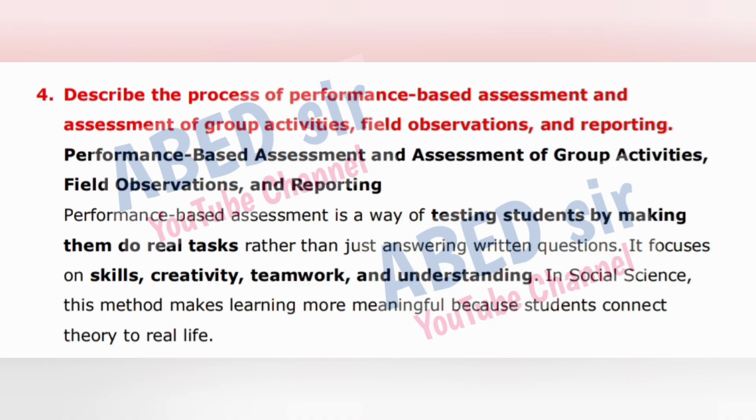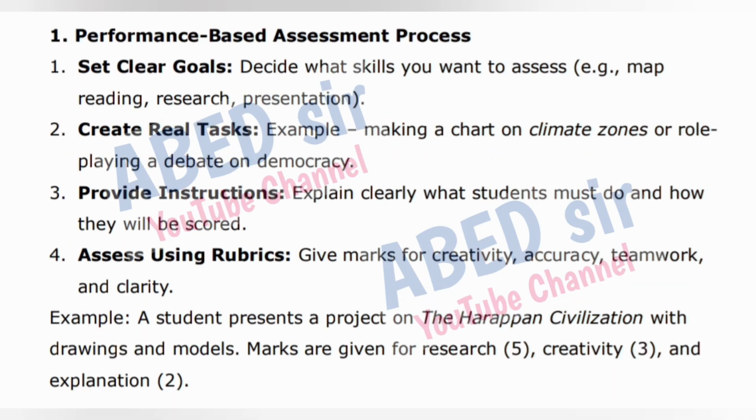Performance-based assessment is a way of testing students by making them do real tasks rather than just answering written questions. It focuses on skills, creativity, teamwork, and understanding. In social science, this method makes learning more meaningful because students connect theory to real life. 1. Performance-based assessment process. 1. Set clear goals. Decide what skills you want to assess. Example: map reading, research, presentation.